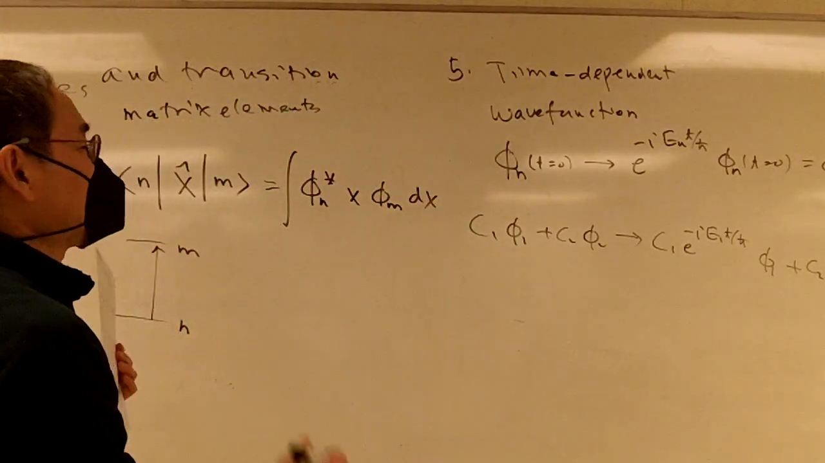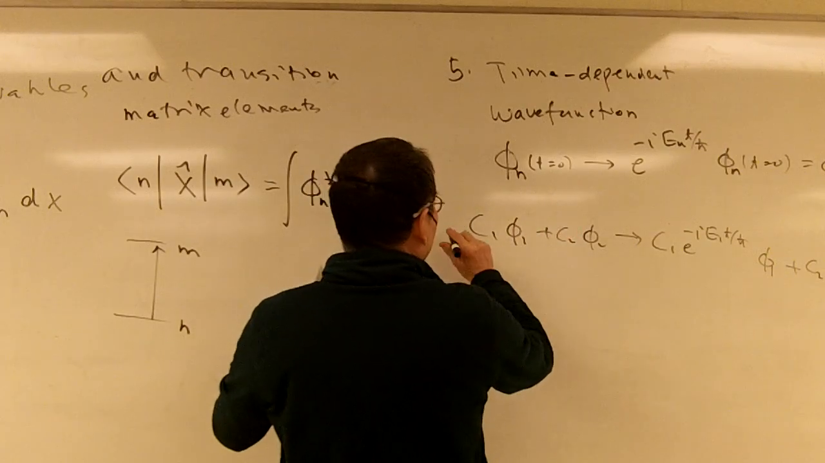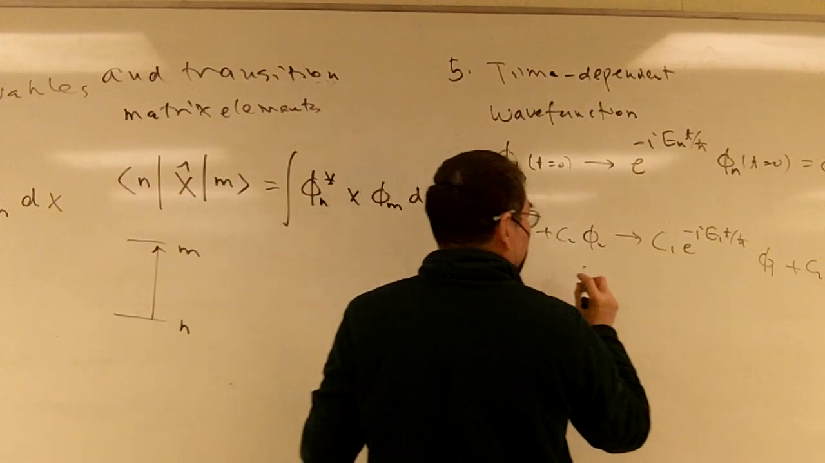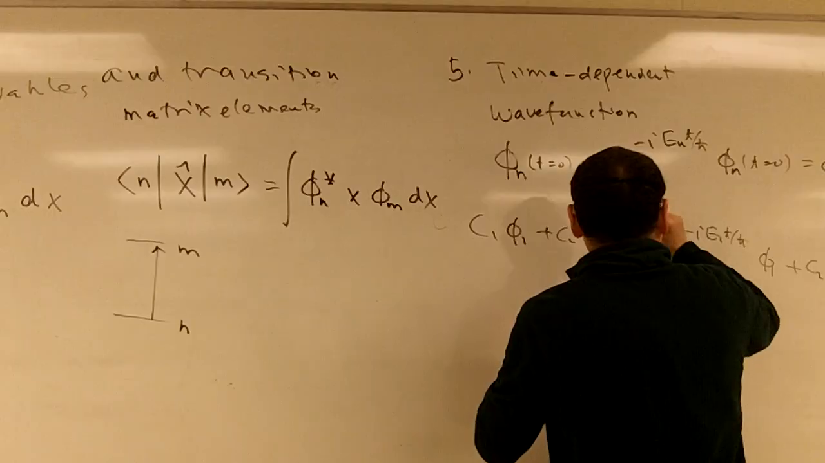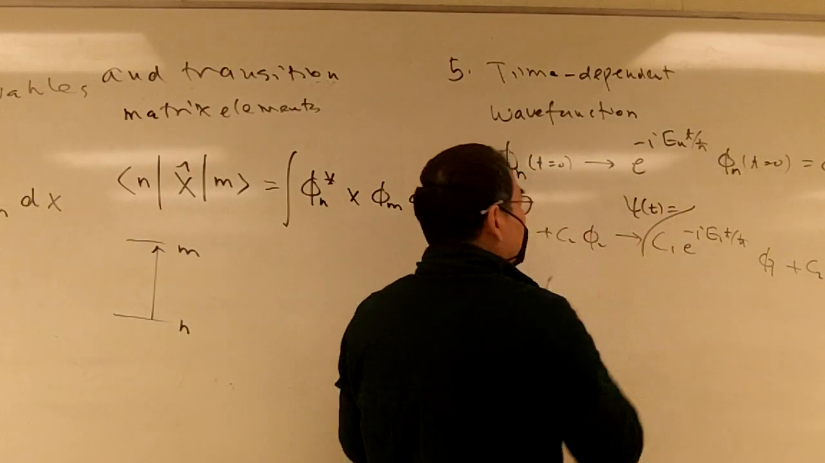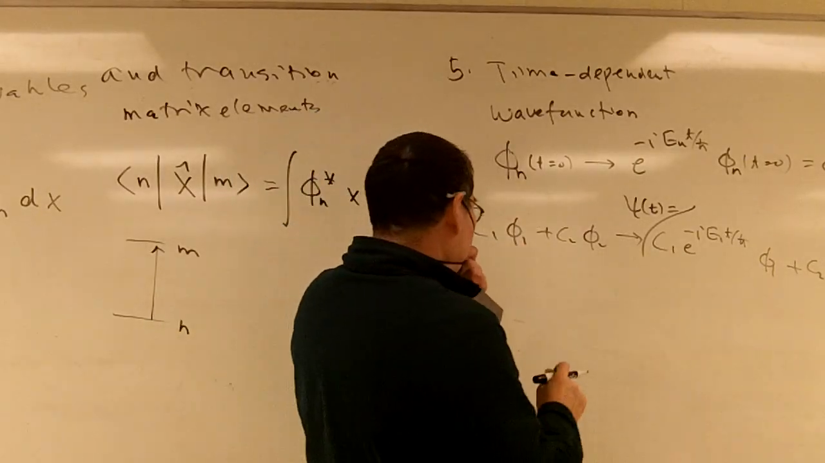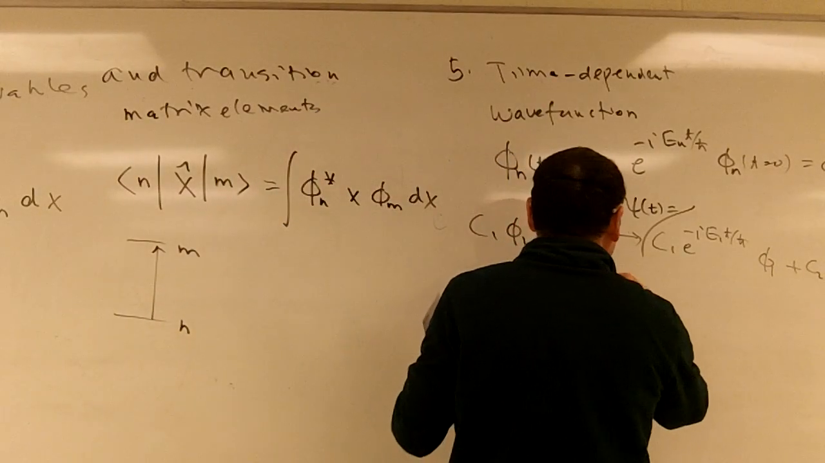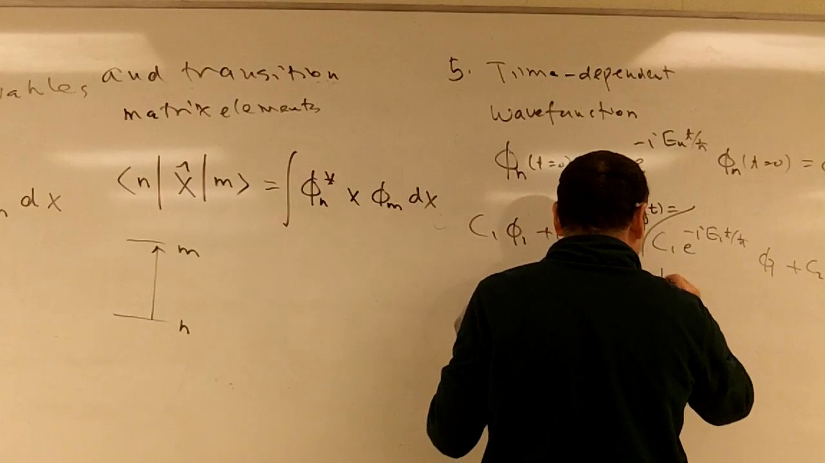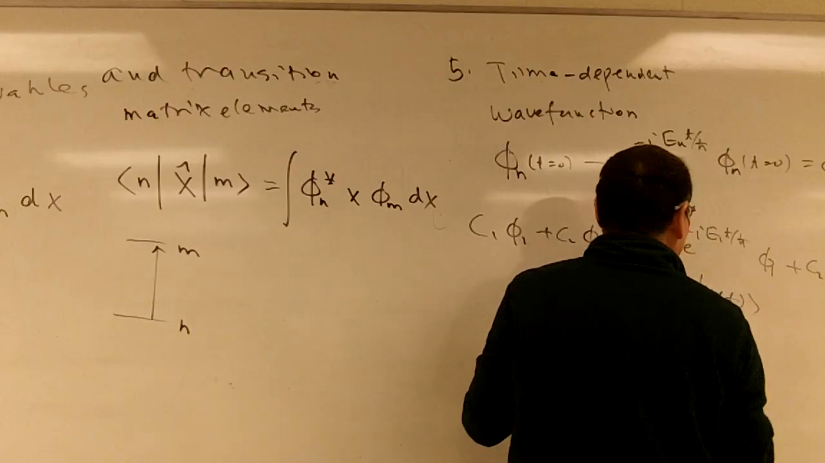Now, if you calculate expectation value, you do the same thing. Suppose this is your phi, and this is the psi of t. When you calculate expectation value, you do the same thing. You will calculate this way: psi of t, an operator, psi of t, like this.